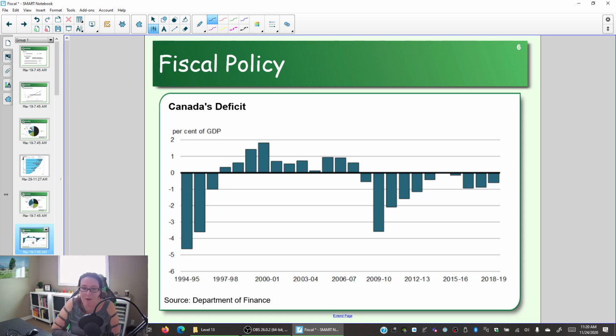All right, so how have we done in terms of government spending versus tax revenue over the years? So you can see here that in the 90s and early 2000s, we had a budget surplus.